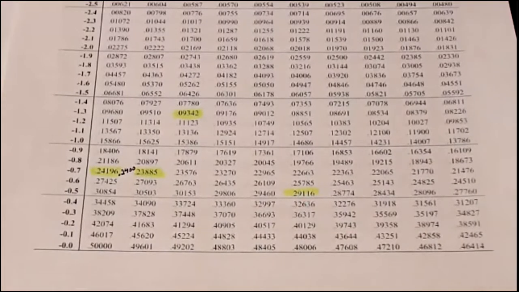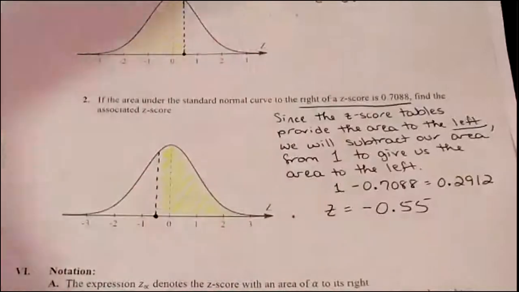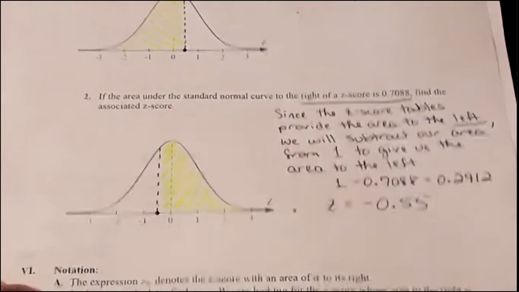Okay, all right. We're going to keep doing this. We're not done with this idea, so I want you to still think about this in your minds. What I'm going to do now is introduce you to another notation, and that is z sub alpha.